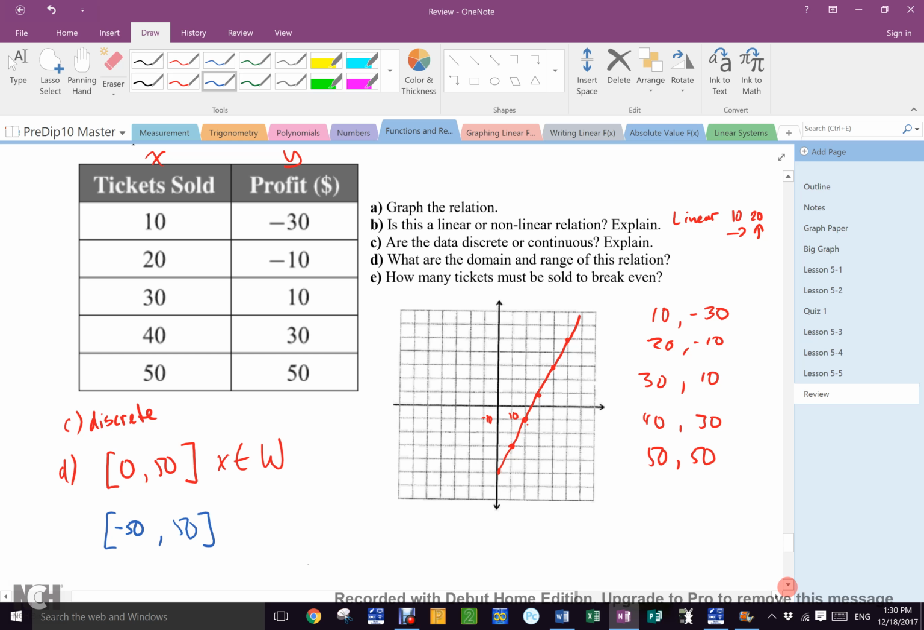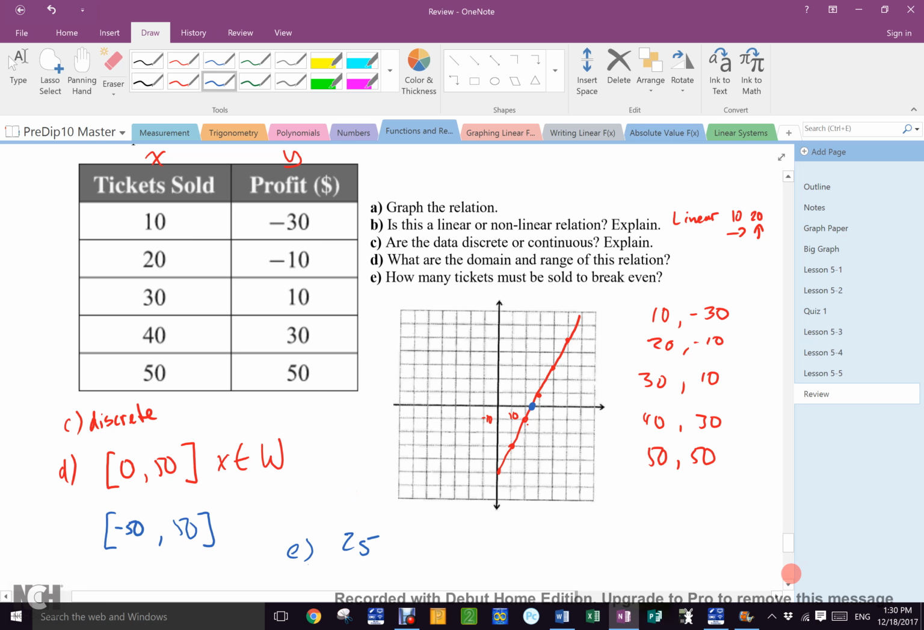All right. And E, how many tickets must be sold to break even? Where's the break even point? 25. Where on here was the break even point? 50. Right there. Right? Because that means I've sold enough tickets to make, now I'm into positive money. Which is 25. Nope, not $25, 25 tickets.